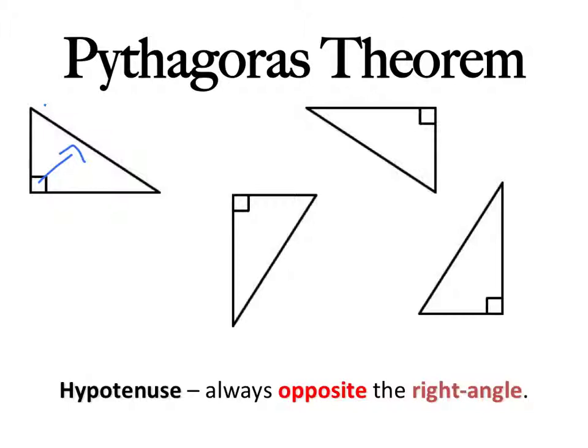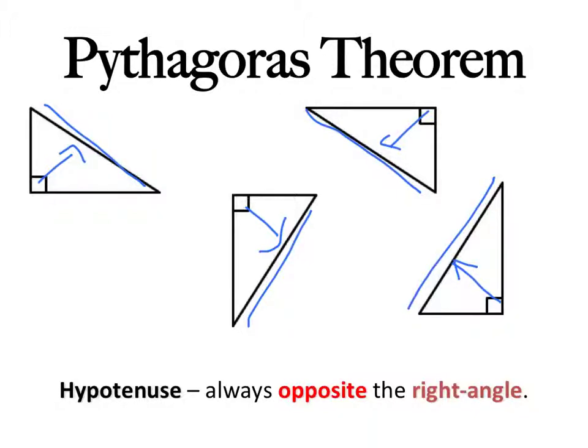So in this case, this guy here is the hypotenuse. In this case, this guy here is the hypotenuse. Same in each of these triangles. It's the one always opposite the right angle.